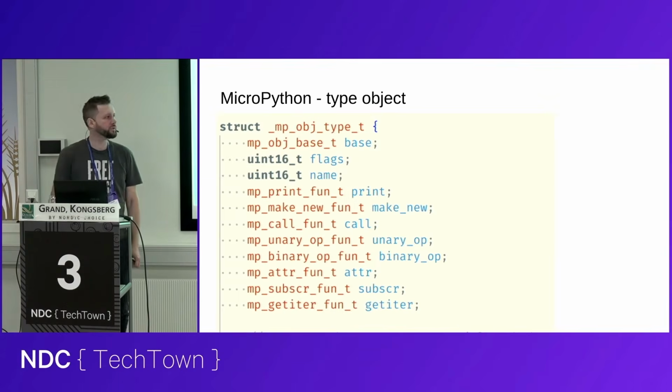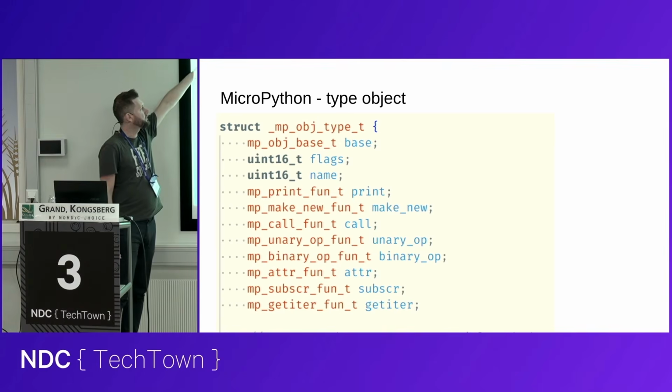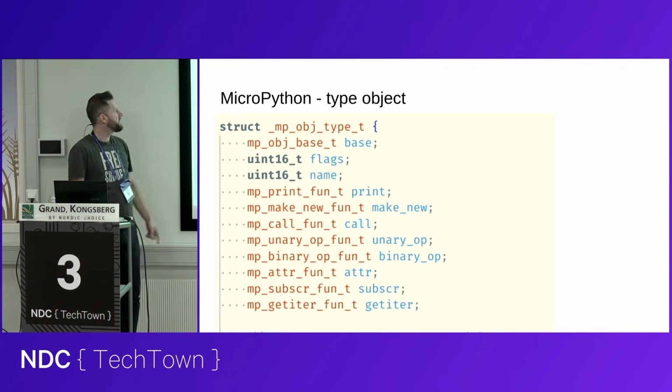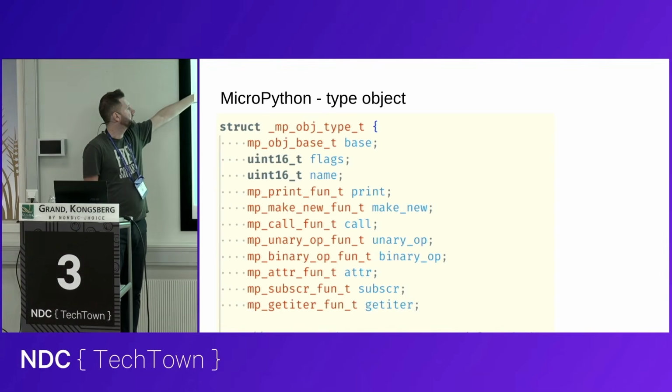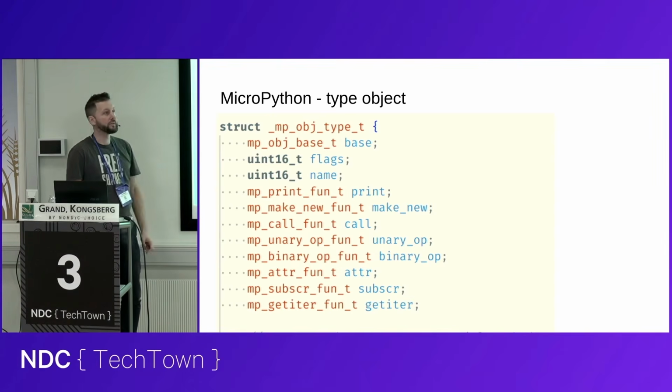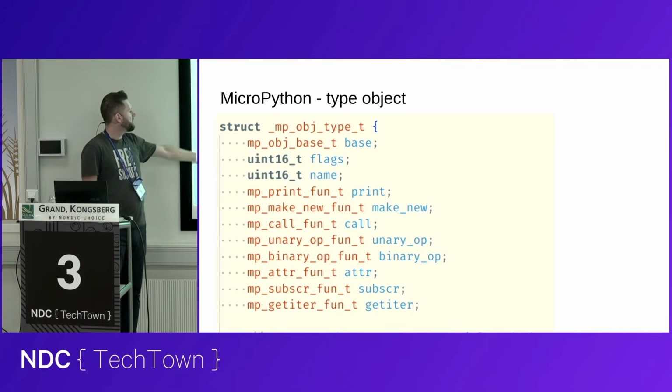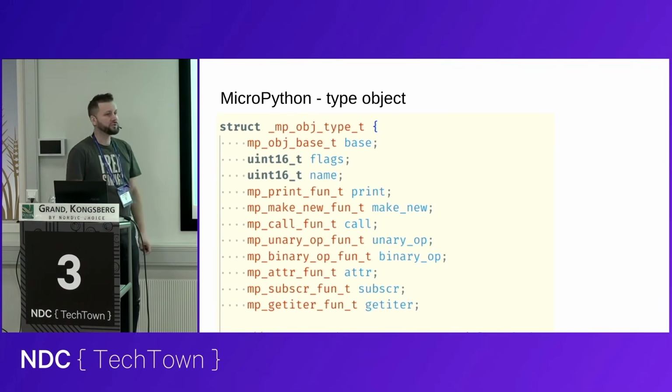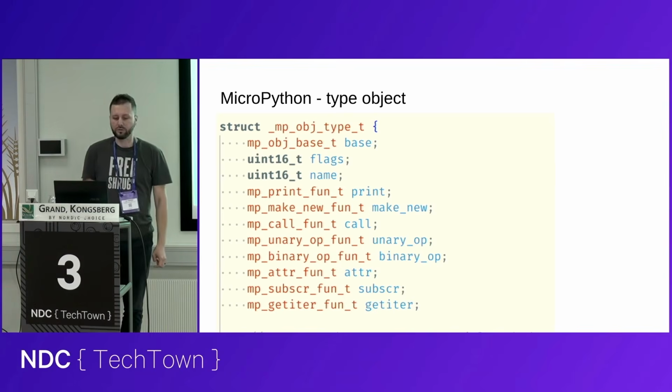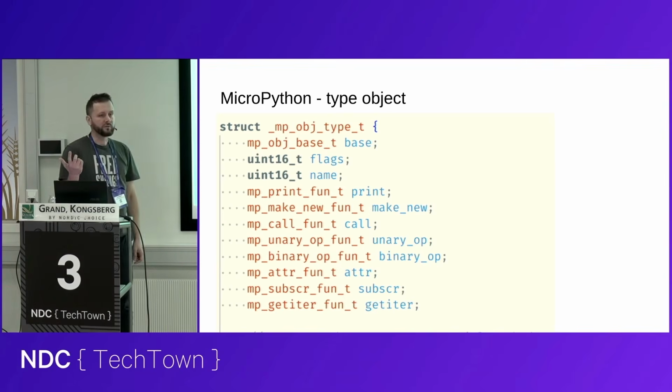And this is how the type object looks. First of all, types in Python are also objects. So this is also an object, has a base as its first item, has some flags, has a name. The name is not a string, it's an int. It's one of those interned values. And these are function types that implement some features of the objects that MicroPython supports. You have binary operators, unary operators, attribute access, subscript, etc. Lots of them.